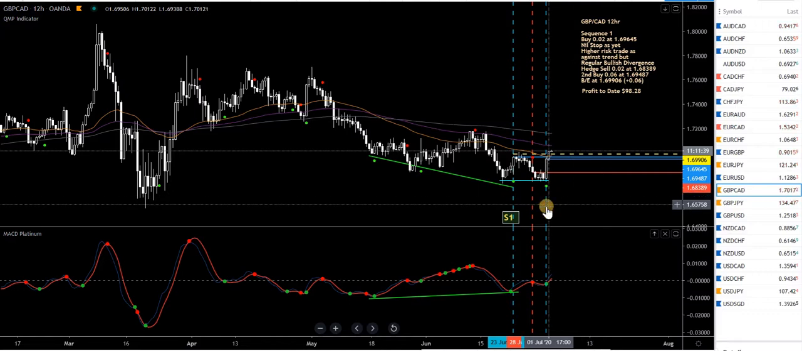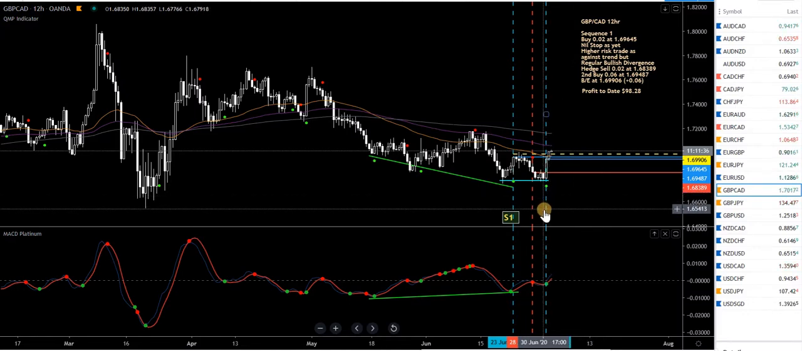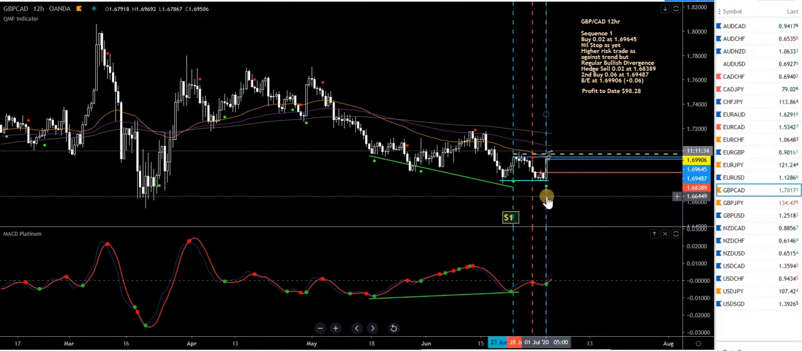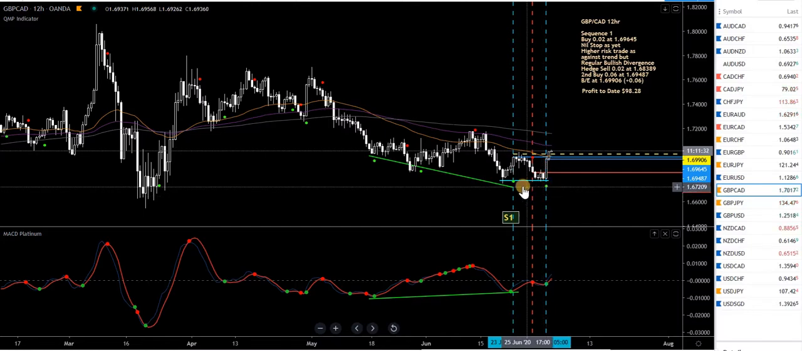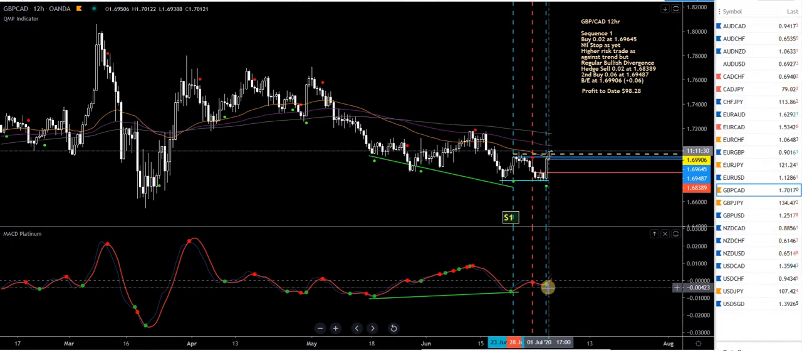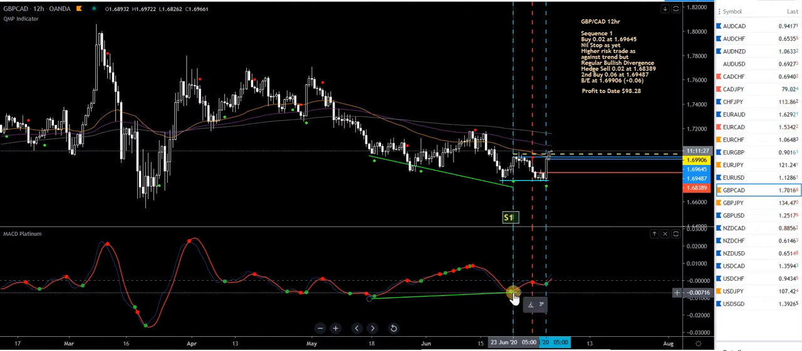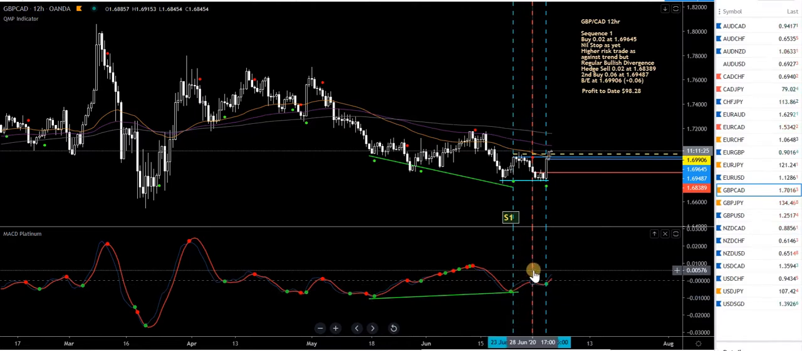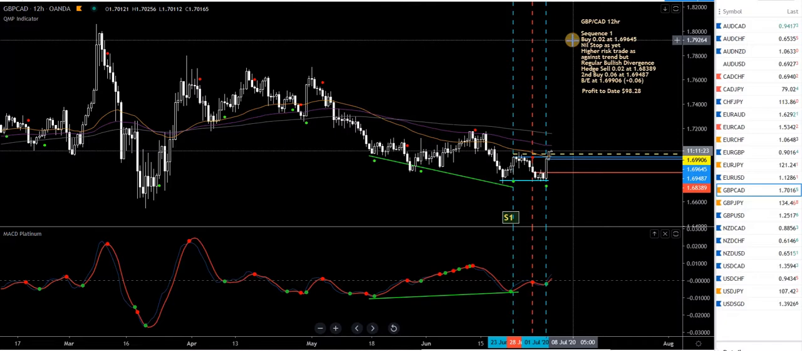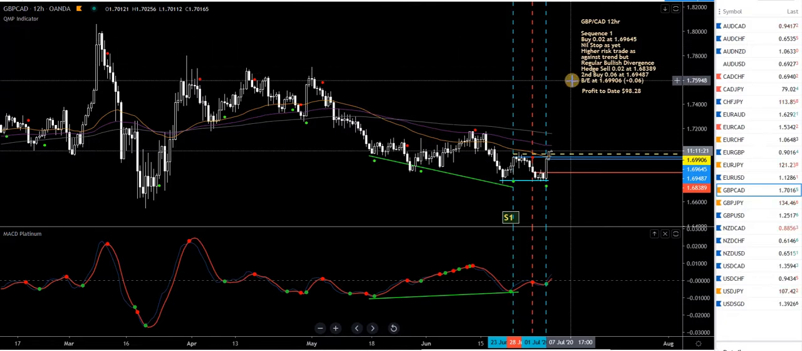Oh yeah, I took a second buy trade on this sequence here. There's a buy signal, there's a green dot on the QMP filter. MACD platinum's below the 0 level. So I took a buy, hedge sell, second buy. So there's your buy, hedge sell, second buy.